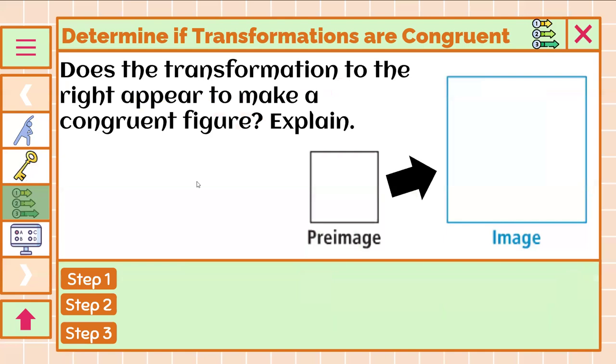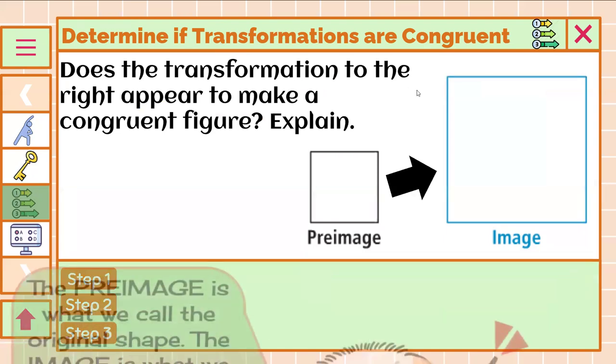Let's look at a problem. This is determining if a transformation is congruent. It says, does the transformation to the right appear to make a congruent figure? Explain. And we have two words here, pre-image and image.